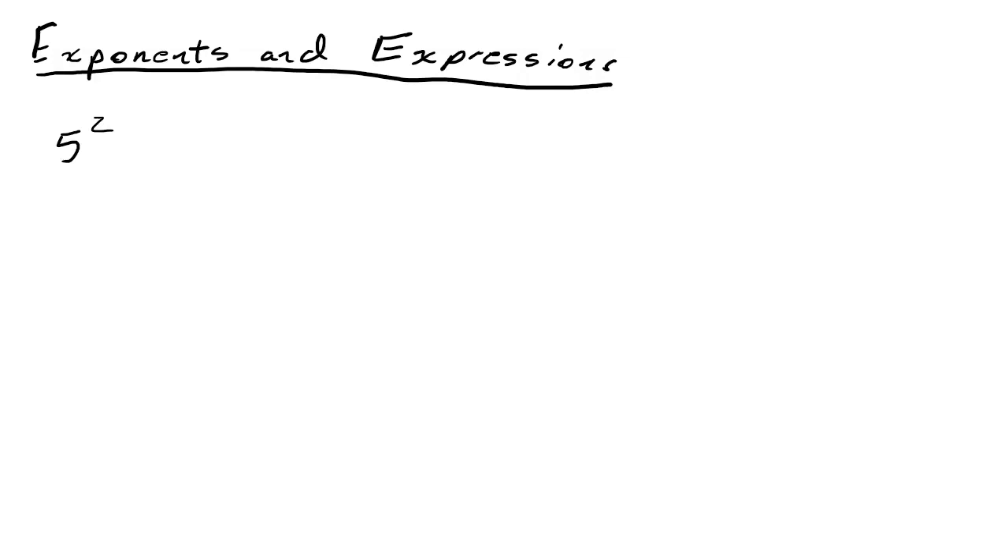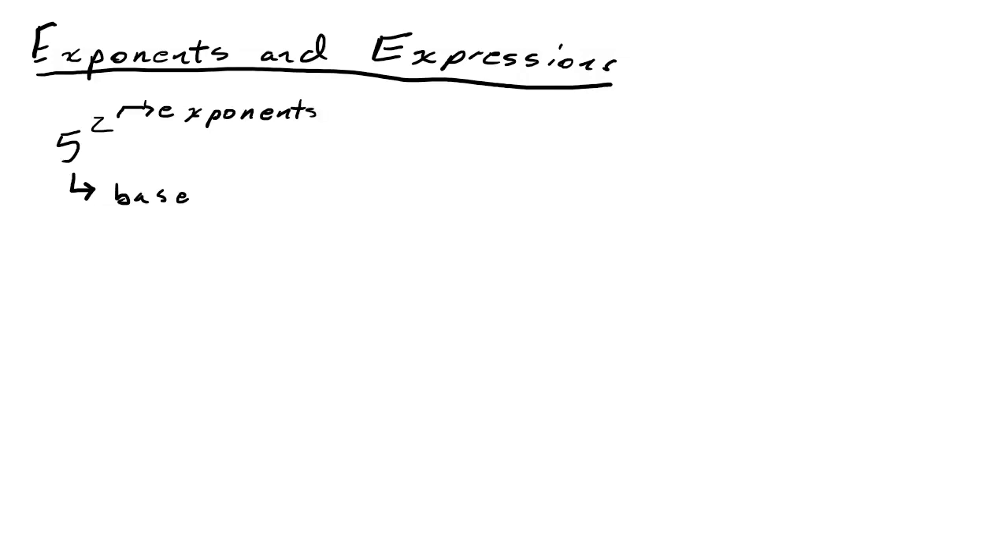Hello, class. Today we're going to be talking about exponents and expressions. So what I have written here is 5 squared. And what we call this 5 is going to be the base, whereas the 2 is going to be the exponent. And this is great to know the name of 5 squared and its individual parts.